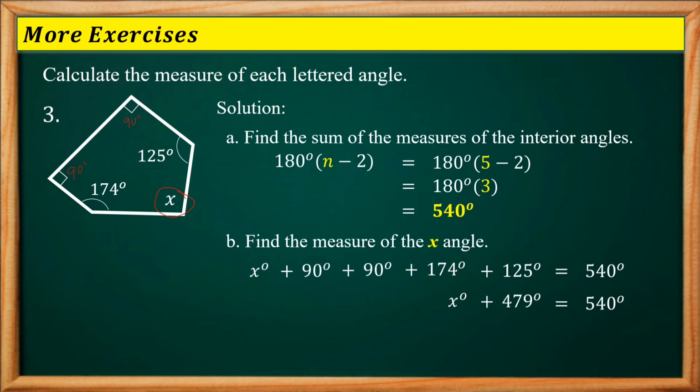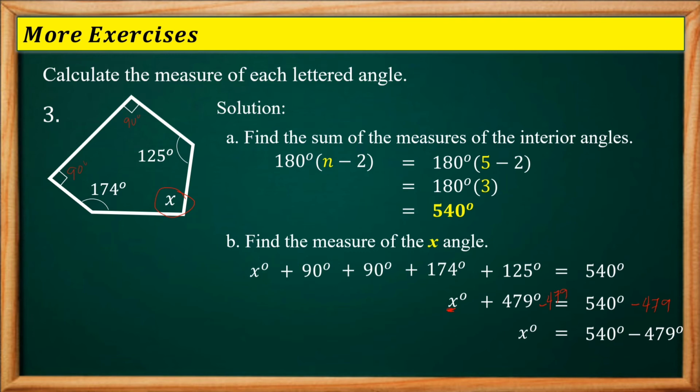Ayan siya. Then, using the subtraction property of equality, we need to subtract 479 from both sides, para matitira na lang ay si x. Okay, that is the property of equality. Then, okay, you can have that one.